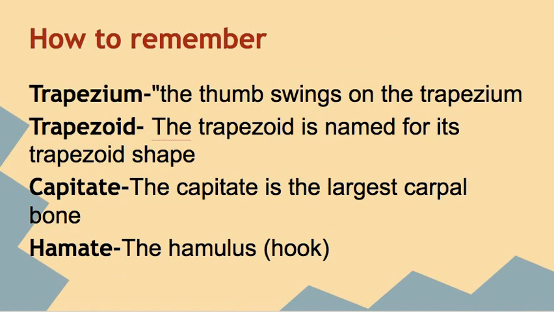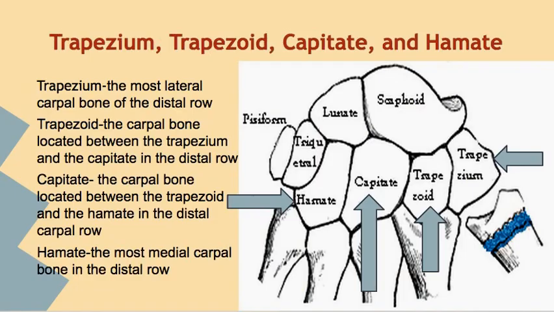How to remember those: the thumb swings on the trapezium. The trapezoid is shaped like a trapezoid right here, and the capitate is the largest carpal bone in the hand. The hamate is shaped like a hook right here.